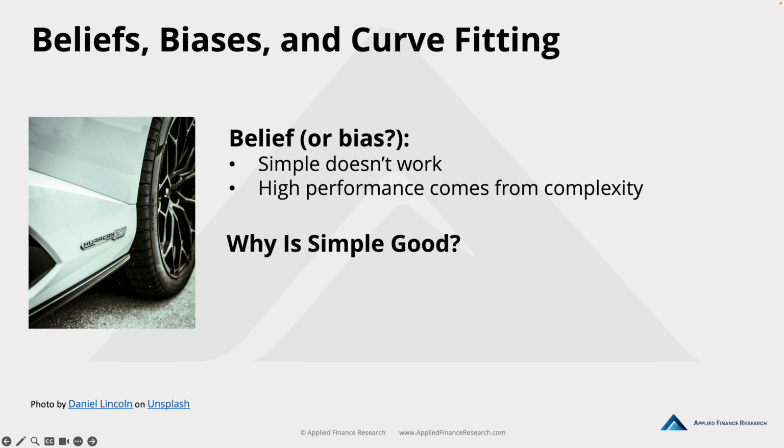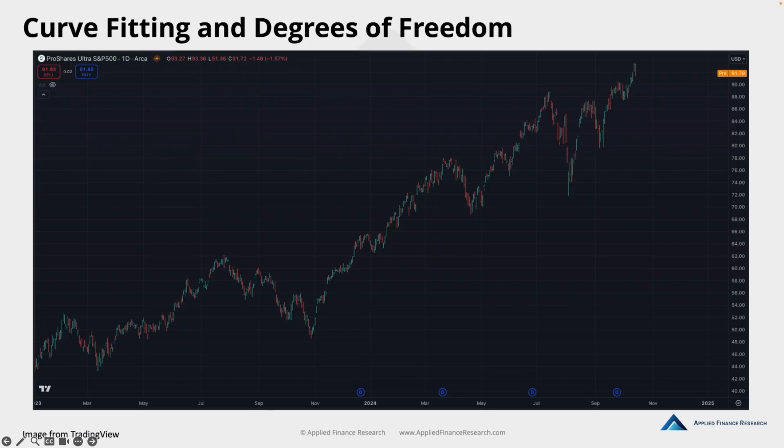Well, one of the many reasons that simple is good has to do with the problem of over curve fitting a system to historical data. For example, if we have a series of historical data, like what we're looking at on this chart, which is the ProShares Ultra S&P 500 from the beginning of 2023 to the middle of October of 2024, it could be possible to create a system that captures every top and bottom that we're seeing here.